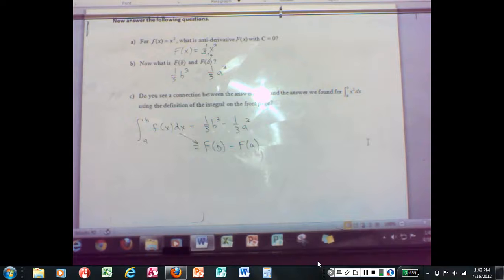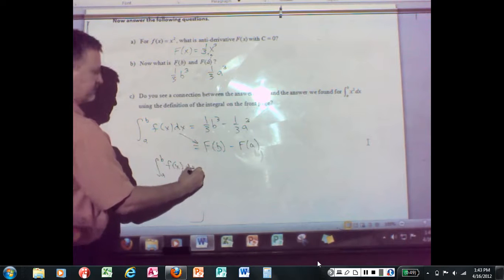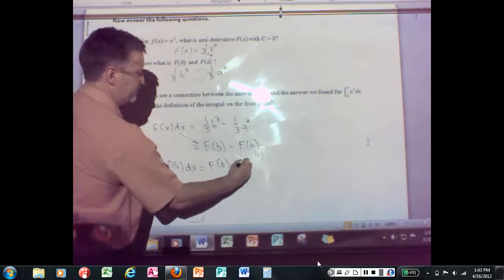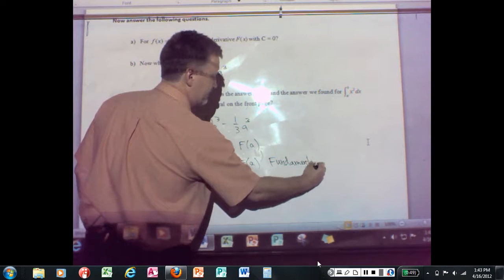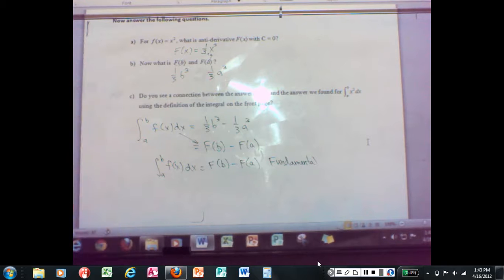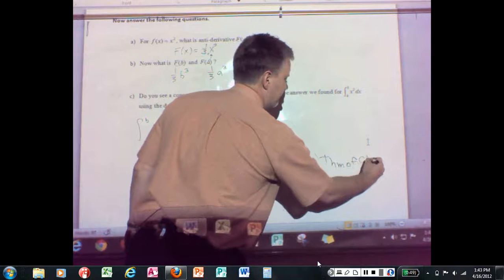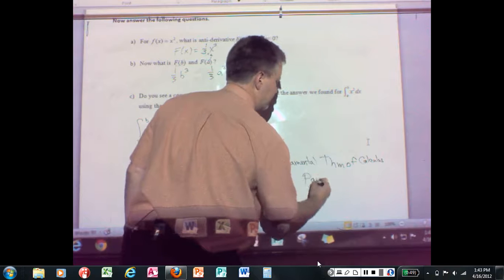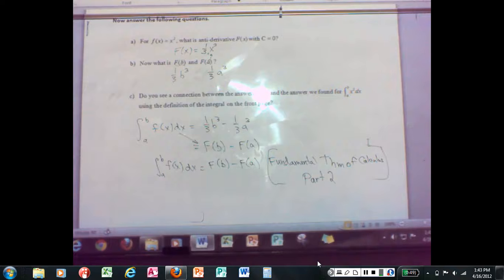They actually call that the fundamental theorem of calculus, part 2. I don't think we'll have time to get into part 1, but turns out integrals are antiderivatives, basically. If it's called the fundamental theorem of calculus, it might be pretty important. And it is. Okay.